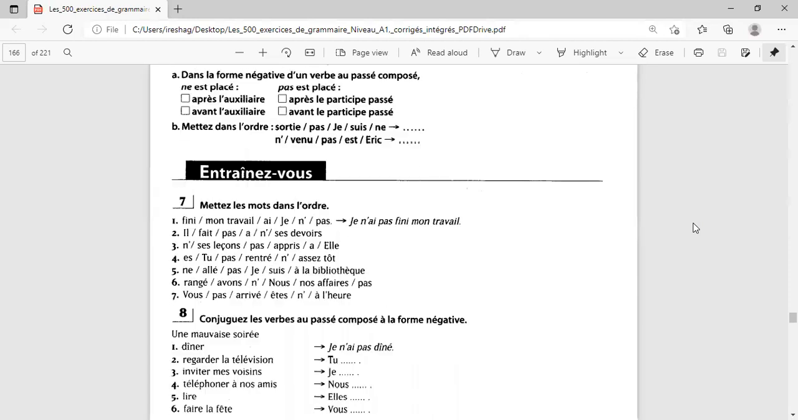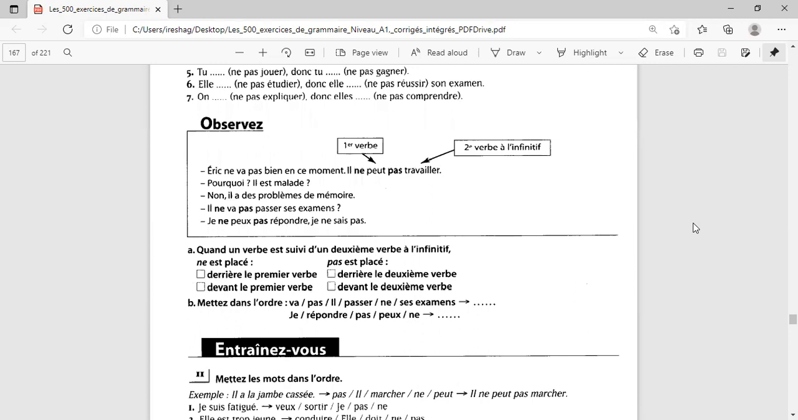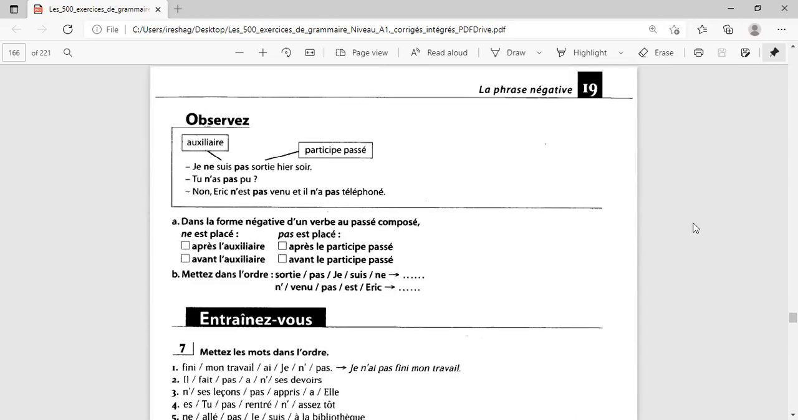Okay, then I'm continuing this part, okay? So here, when you are forming the past tense, you have the auxiliary verb and the past participle, right? So you should know the occasion where you should put the ne pas. So the rule is you are putting it around the auxiliary verb. Let's take je suis sorti. You are putting ne pas around suis. Je ne suis pas sorti. I didn't go out.